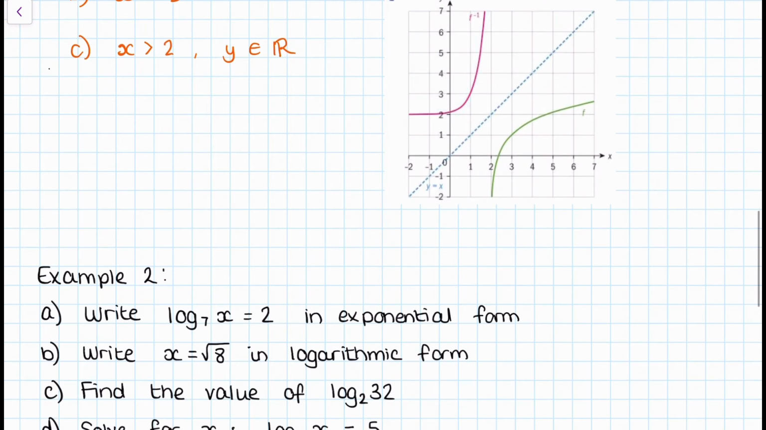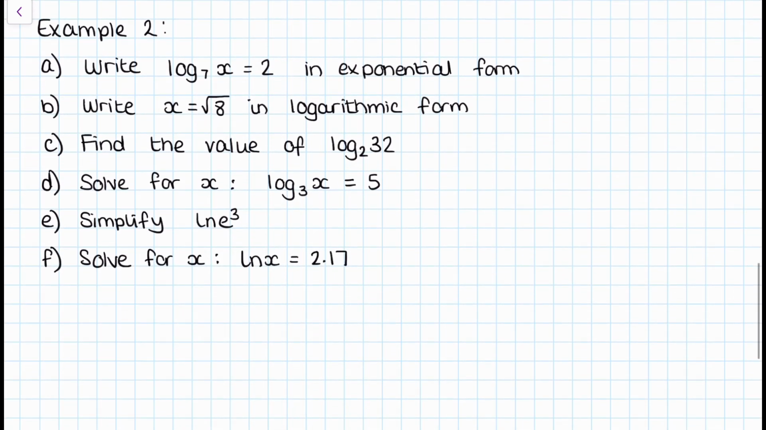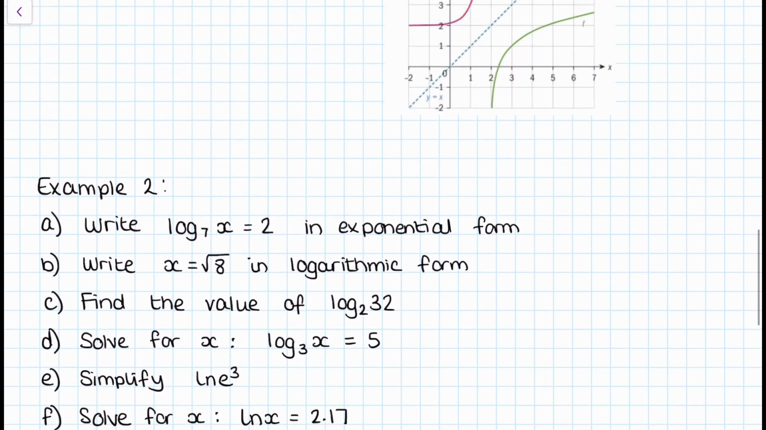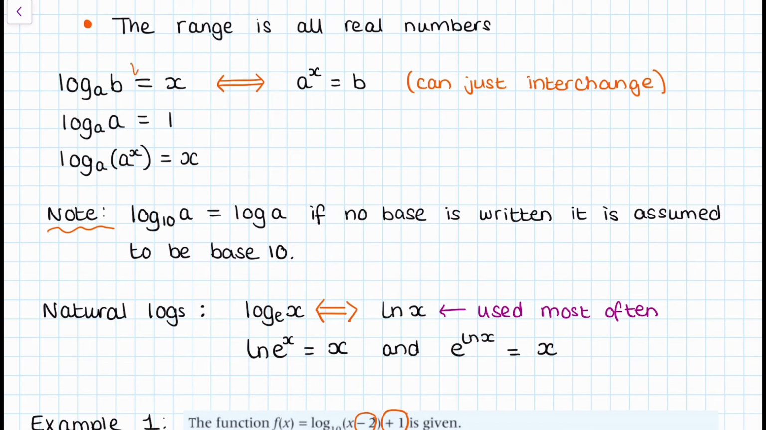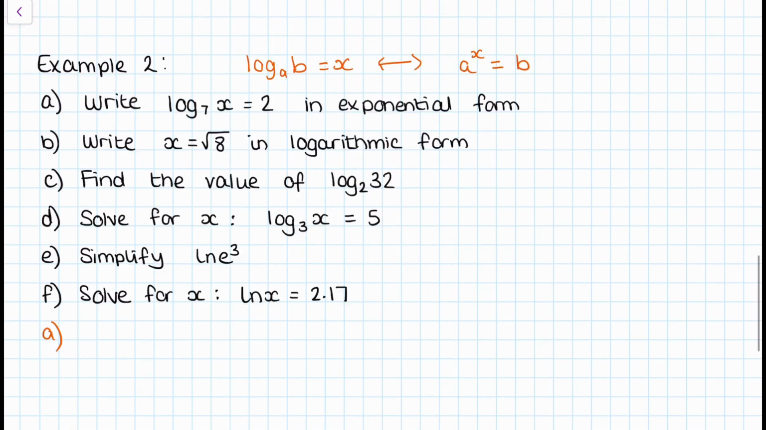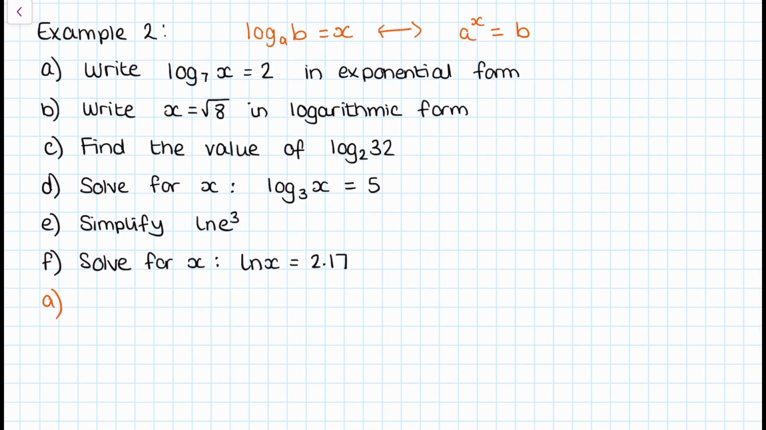Okay, example 2. Got a few here just to work through. So A, write log base 7 of x equals 2 in exponential form. So that's just using this equation here of just converting between one and the other. What we'll do is we'll write that down here, and we're just going to use this to help with this question. So log base 7 of x equals 2, and we're just going to use that straight conversion. That will be the same as 7 to the power of 2 equals x.